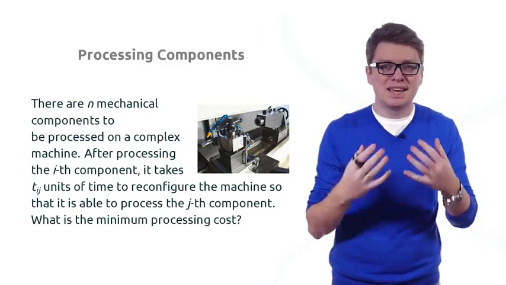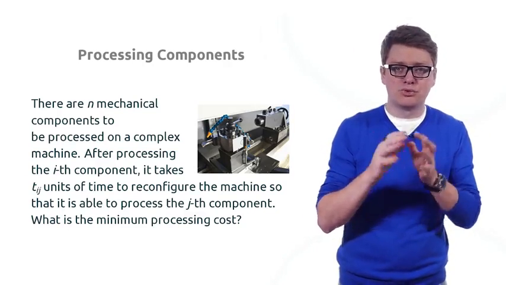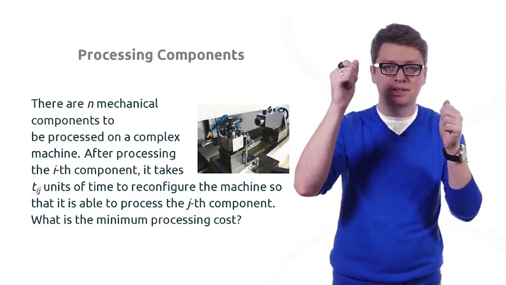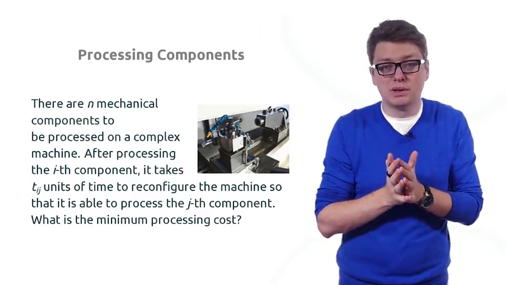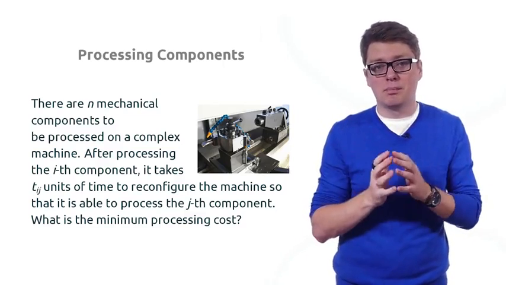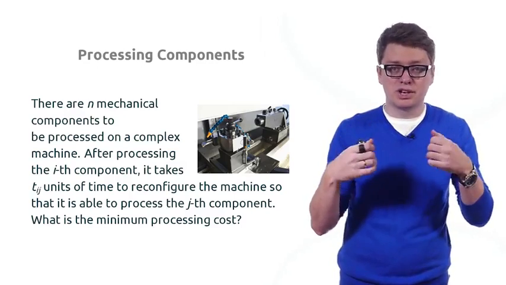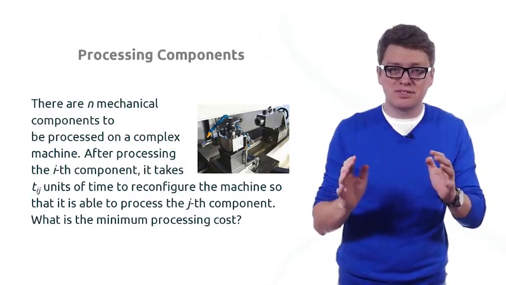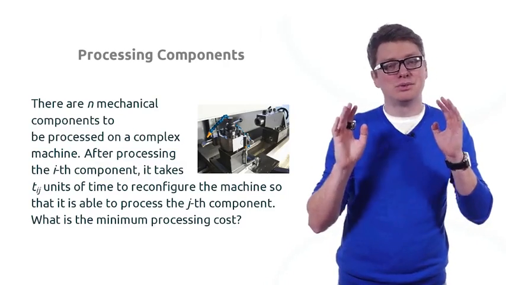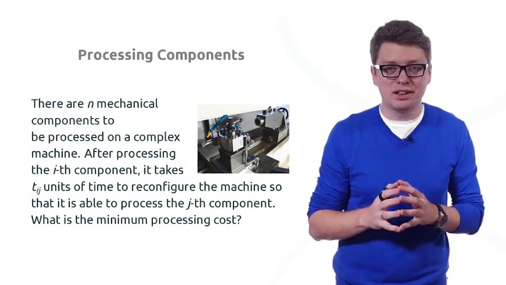So in this case, again, we are given some graph. We know the time needed to reconfigure a machine after processing the component I and before processing the component J. So what we would like to find is the order of processing all our components which minimizes the total reconfiguration time. Okay, so in the next video we will see one more application, and then we will proceed to designing algorithms and programs for this important combinatorial problem.